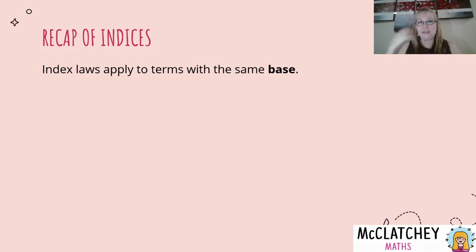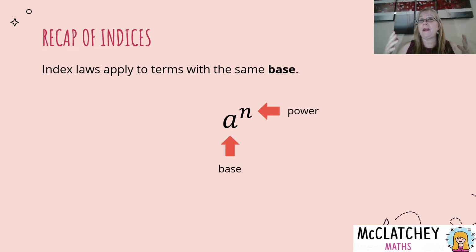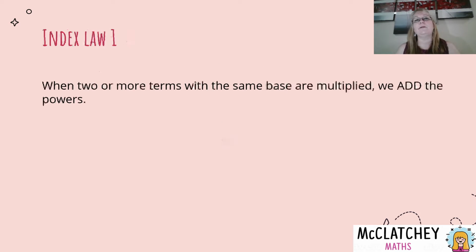So let's quickly think about what we know already about index laws. You would recall that index laws always apply to terms with powers that have the same base. And this is how we set it up. So we're using the letter A to represent a letter or a number. It's what's called our base, and it's written the same size you would write normal numbers. We've also got a power. It sits up to the right-hand side, in small writing, just a little bit higher, and it tells us how many times the base has been multiplied by itself.